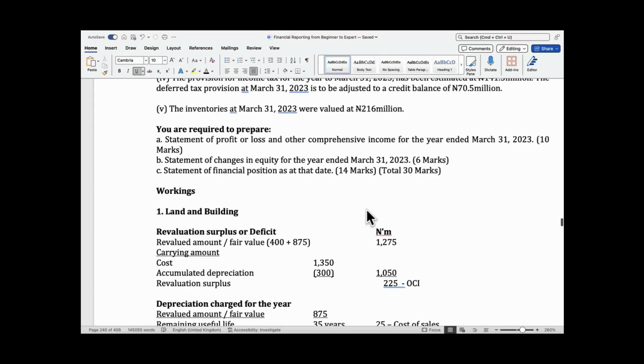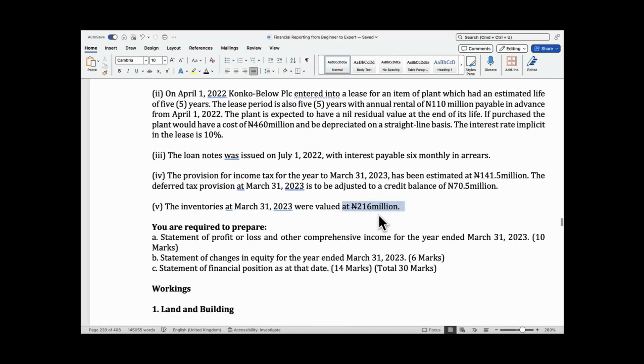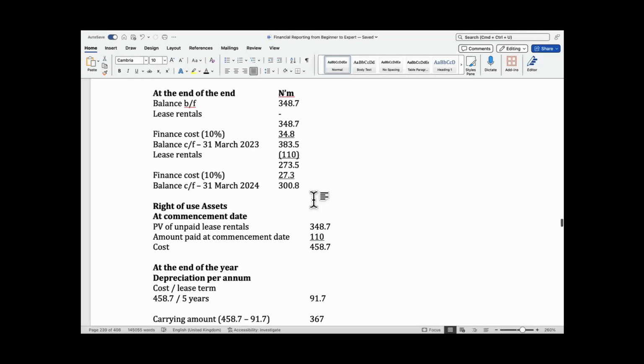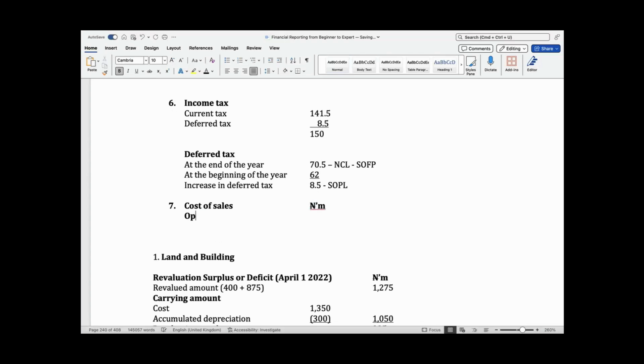Then they give us closing inventory of 260 million. So we treat our closing inventory as 260. And that's all for the workings. Now, before I go to my statements, there are some things I need to put together. Number one is my cost of sales. I need to work it out because I wasn't given it like that, so the examiner wants me to compute it.